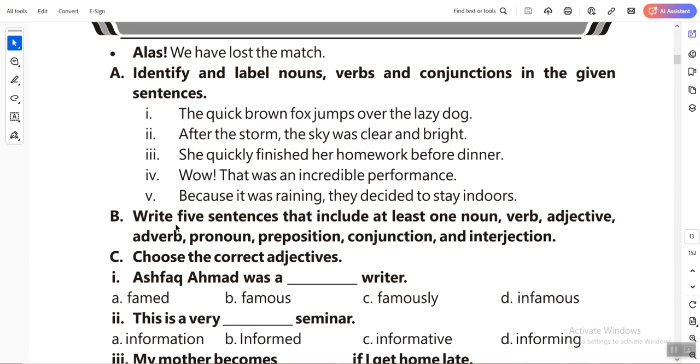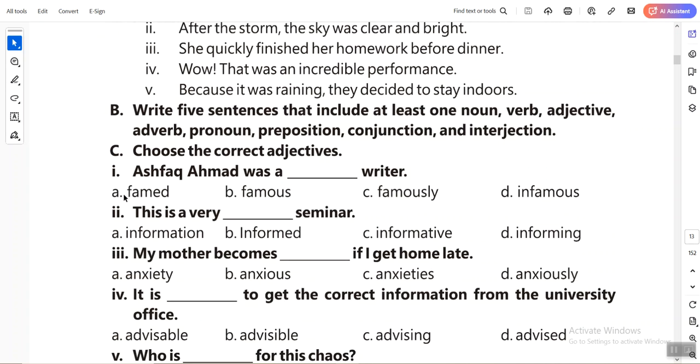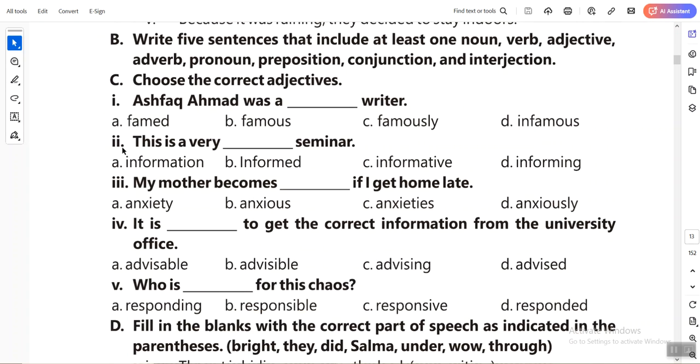So after we have our question number C, which we will be doing today, that is choose the correct adjectives. Adjectives are also a part of speech and they mean the describing words. Adjectives are the words which describe a noun or a pronoun. They can also be considered as the qualities, character traits or anything else. So we will be selecting the right adjective in these sentences.